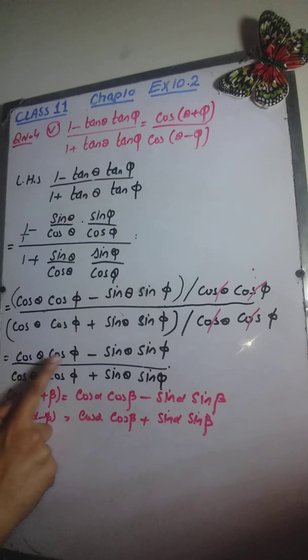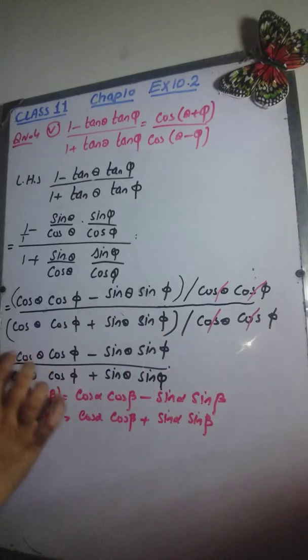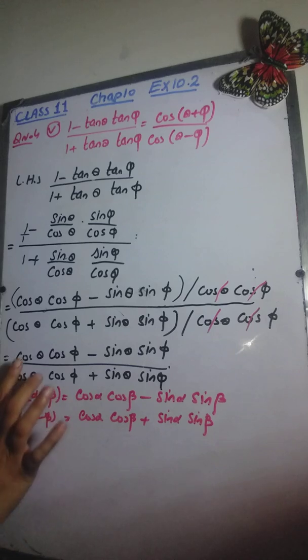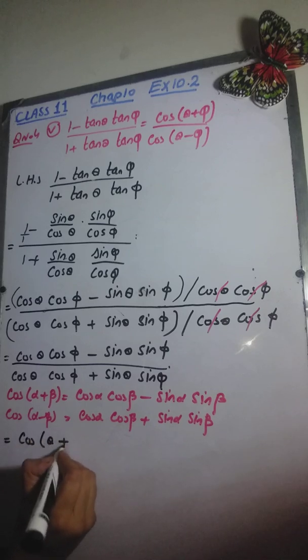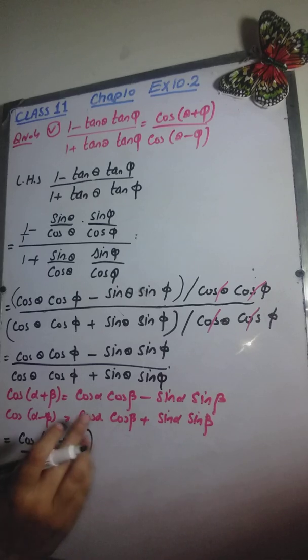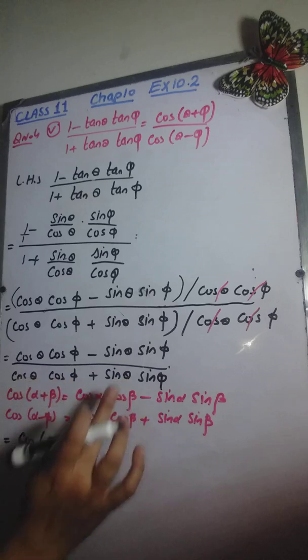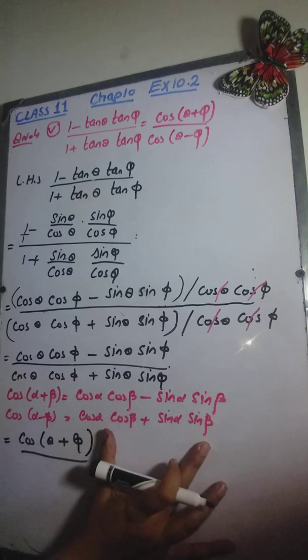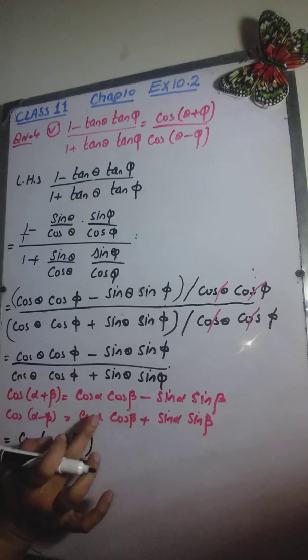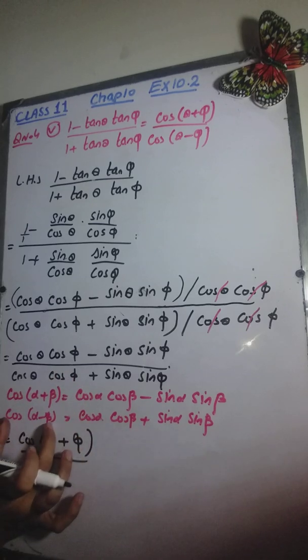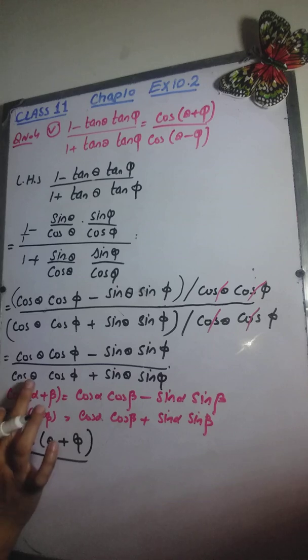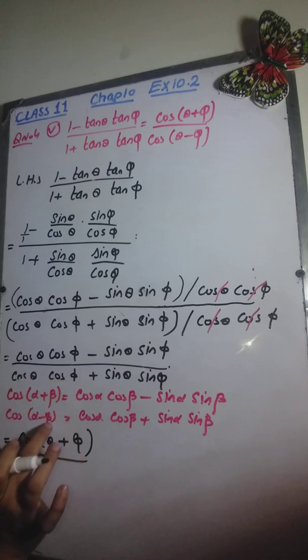In place of alpha we have theta, and in place of beta we have phi. So in the numerator, this whole expression according to this identity will be equal to cos of theta plus phi. And in the denominator, if you look closely, this right hand side is equal to this expression. If we replace theta by alpha and phi by beta, we are going to get this expression. So if this expression is equal to cos of alpha minus beta, then over here in place of alpha we have theta, and in place of beta we have phi.